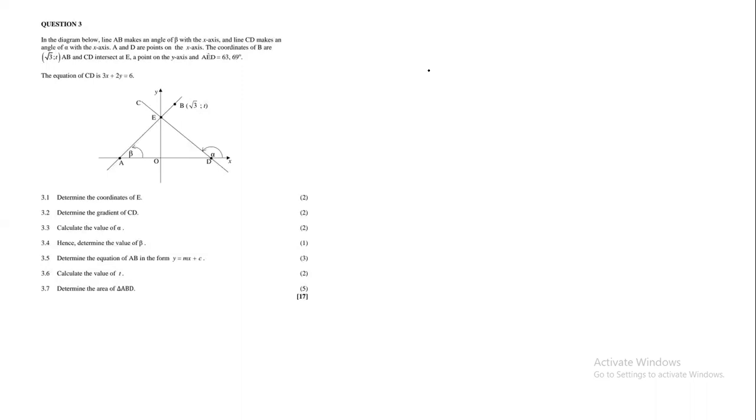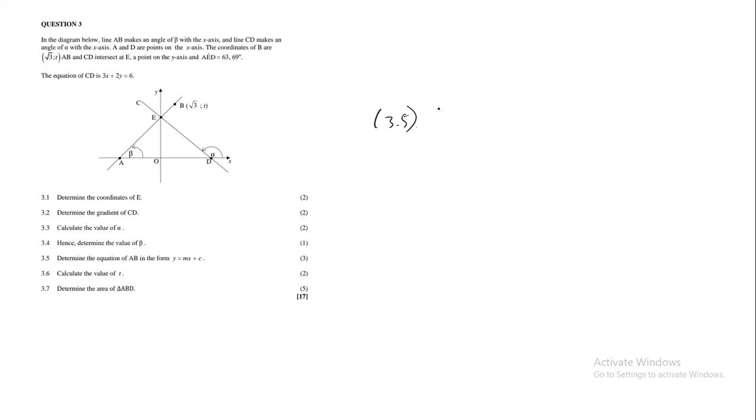All right. Now let us move to 3.5. It says to us, determine the equation of AB in the form of y equals mx plus c. AB, it is this line, A to B. We want the equation of this line. What we know about this line, we know the gradient, right? We know the angle, which is angle beta. We can use this angle to determine the gradient of AB.